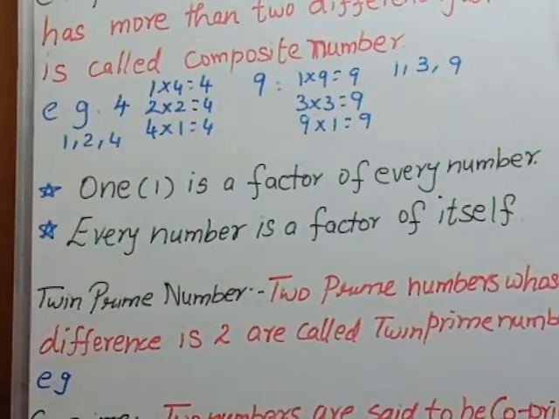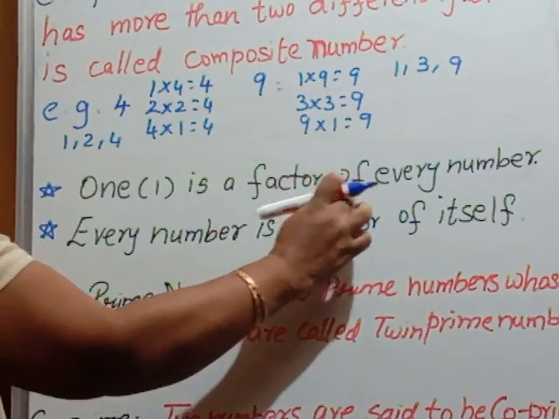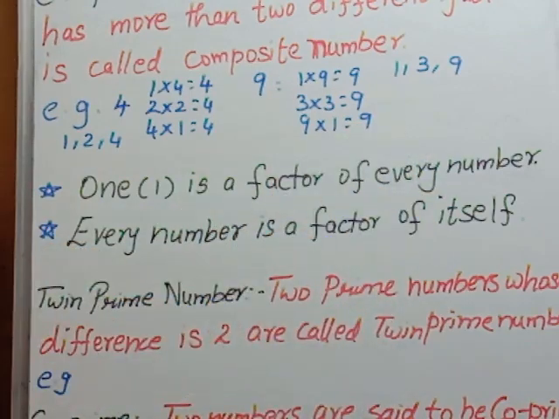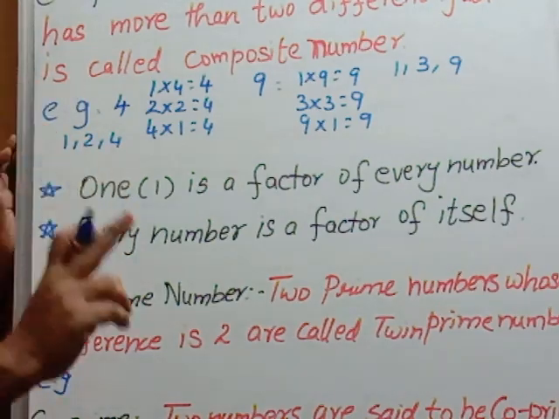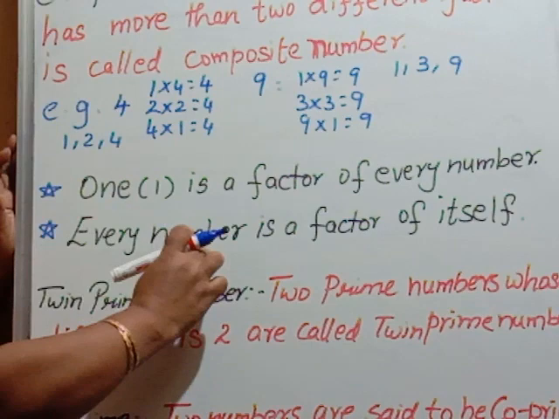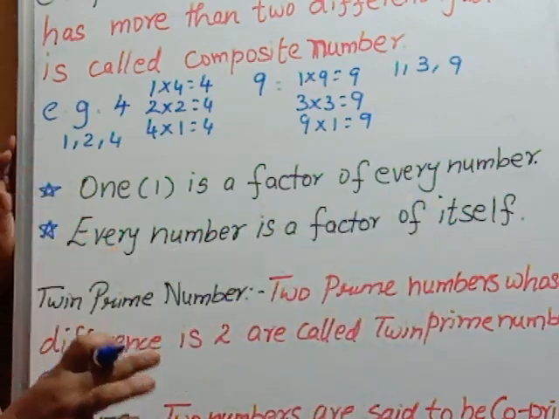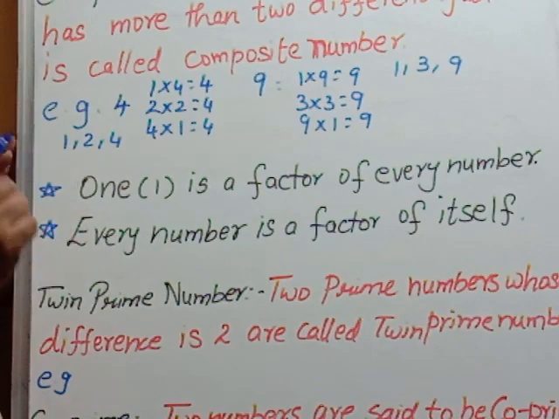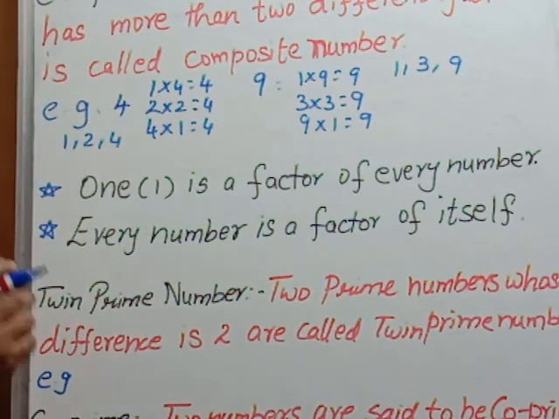Two more important points I have marked here. 1 is a factor of every number. Whatever number you have, 1 is one of the factors of every number. The second point, every number is a factor of itself. That means whatever the number, the same number is one of the factors of that number. These 2 points you have to keep in your mind.